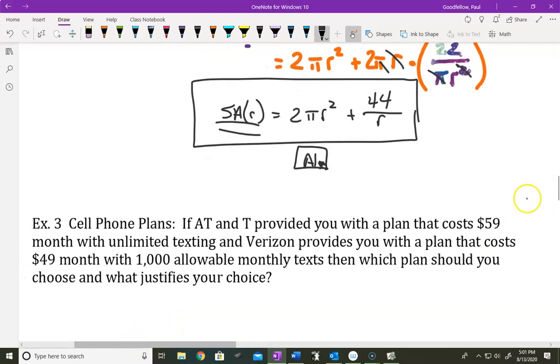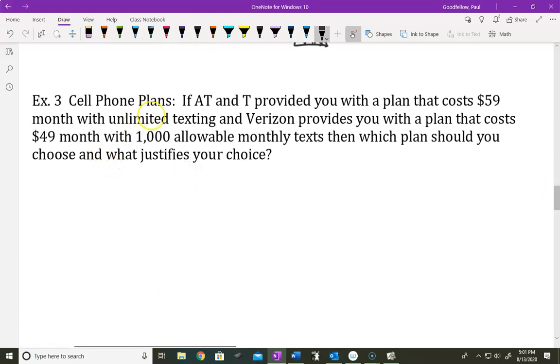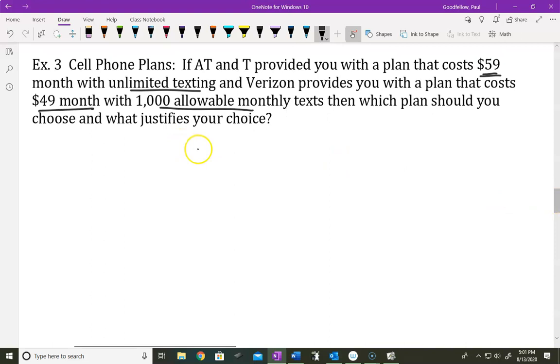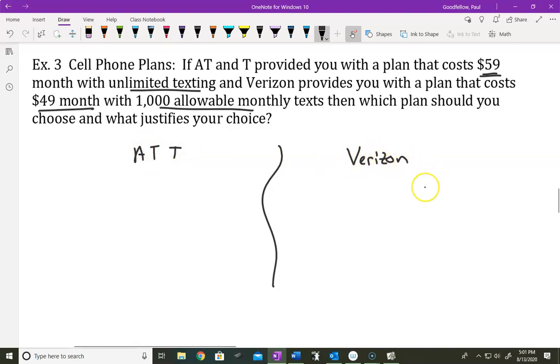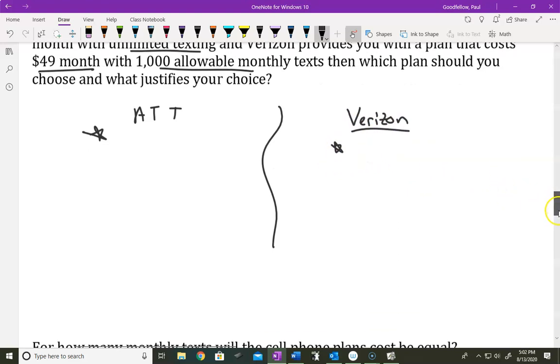Now, this cell phone plan one, I think the problem has some issues with it. It says AT&T is providing a $59 cost with unlimited texting, and the Verizon plan offers you a cost of $49 a month with 1,000 allowable texts, and then beyond that there would be a specific cost. Now, if you were talking about somebody, you'd be like, what choice would you pick? Would you pick AT&T or Verizon? Well, it's really circumstantial. If you're one of those people that texts a ton, then you would pick AT&T. But if you're a minimal texter over the month, then you would do the Verizon account, and you basically are a hermit. I don't know what the idea is.